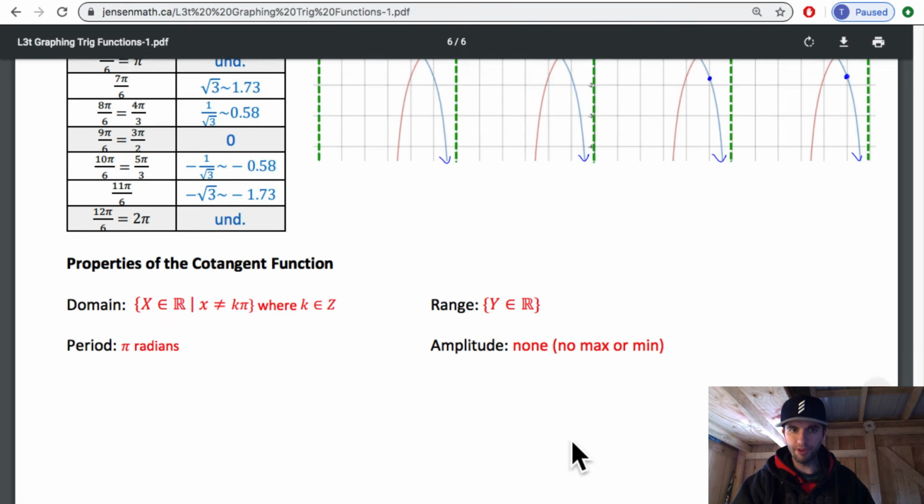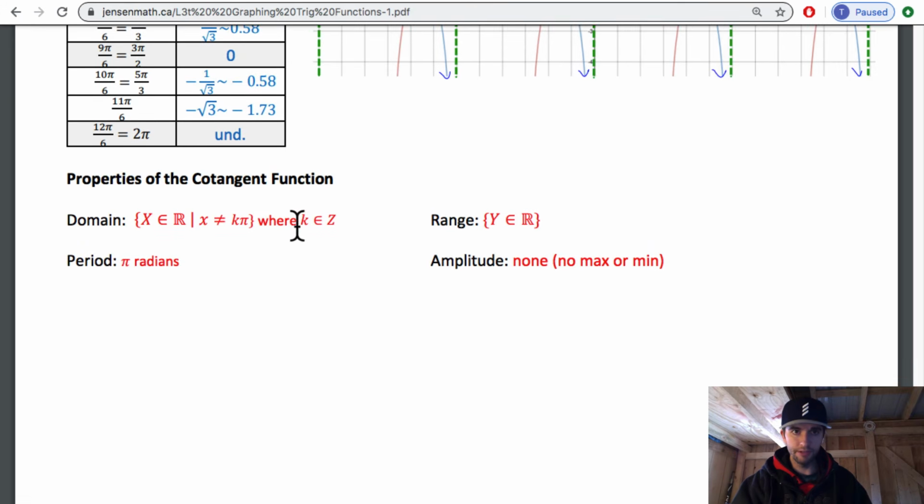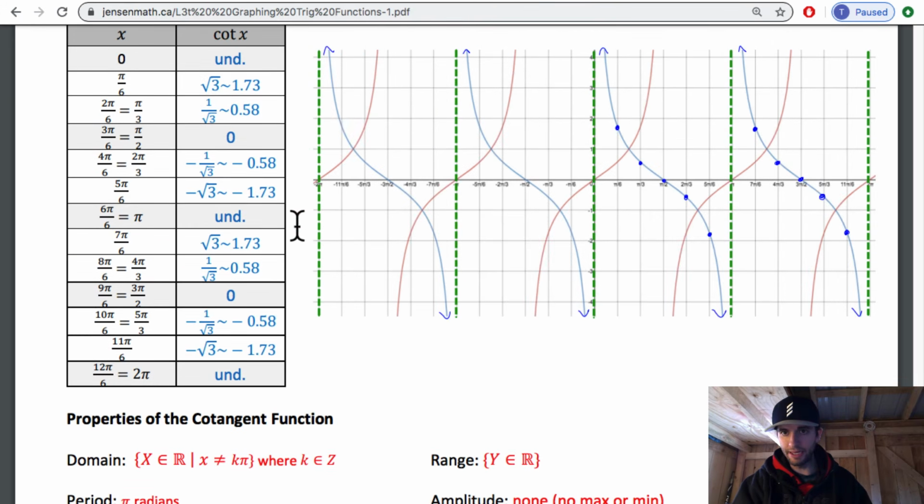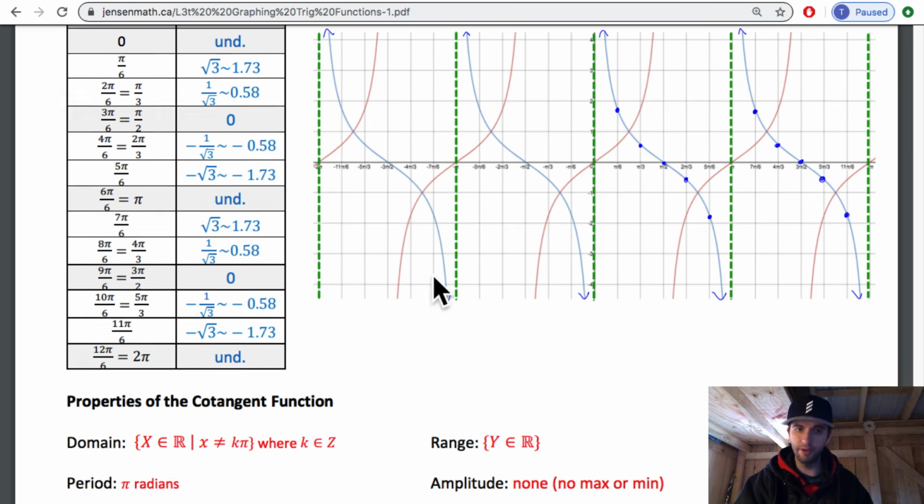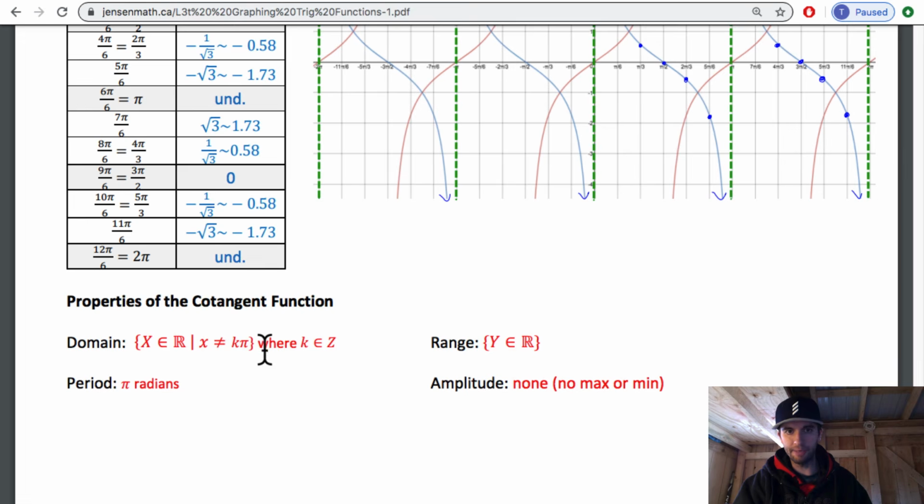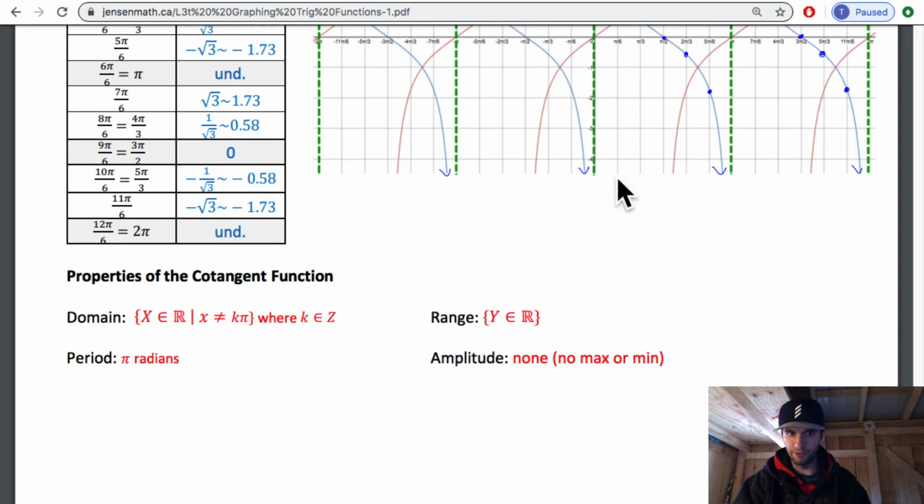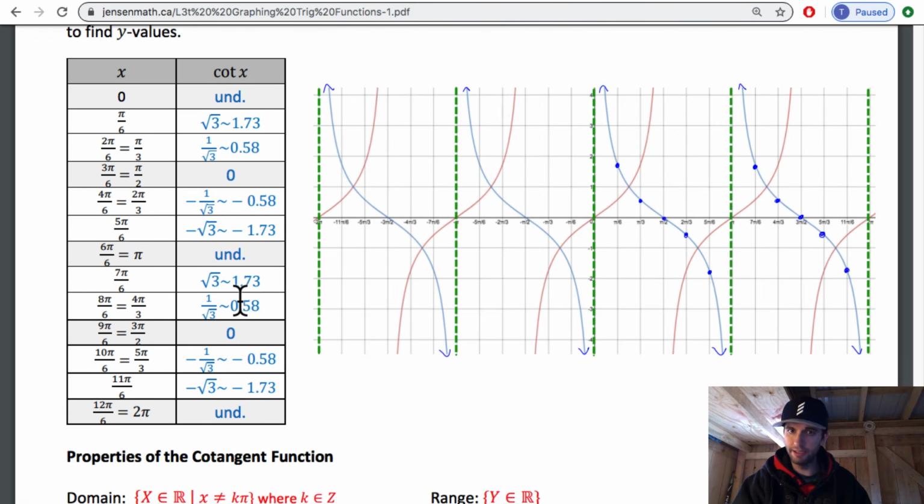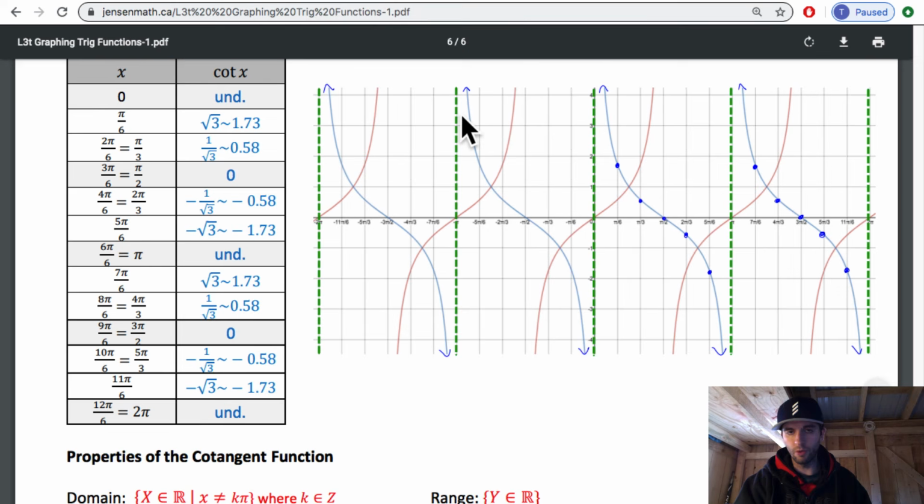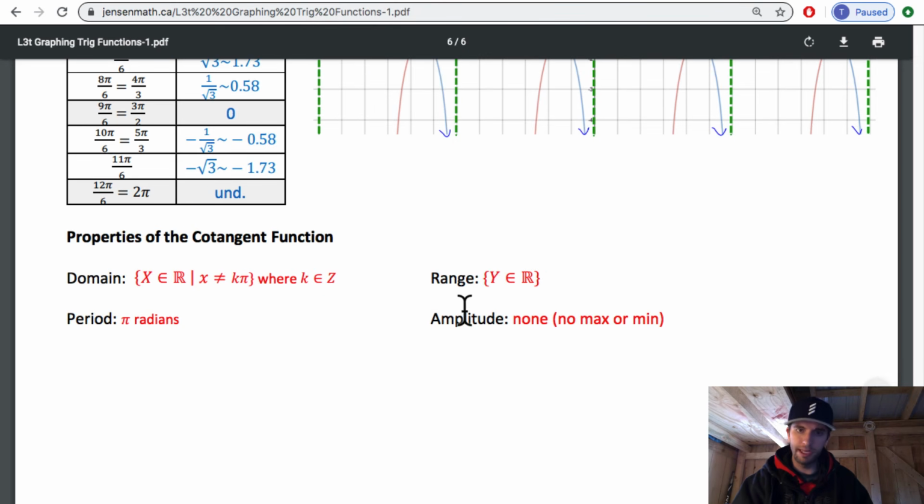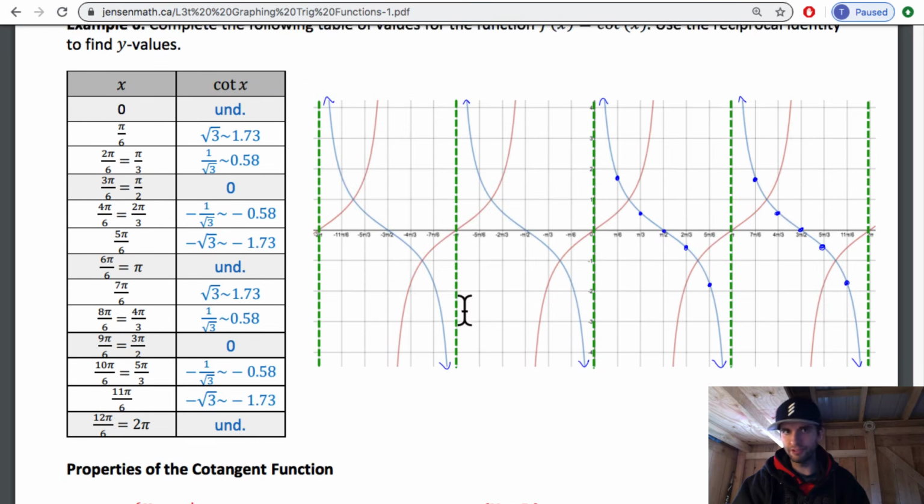And what are the properties of this function? Domain, x can't be any multiple of pi, right? It can't be 1 pi, 2 pi, 3 pi, 4 pi, so on. So therefore we say x can't be k pi, where k is any integer. The range, it goes infinitely high and low. Y can be any real number. And the period is pi, just like tan, right? One cycle looks like this, and then that just repeats over and over again. Amplitude, none, because there is no max or min.